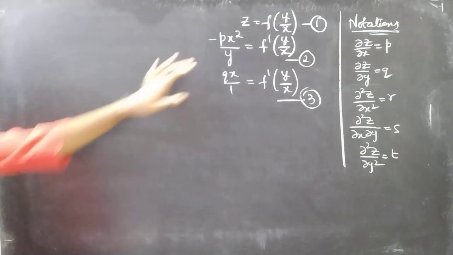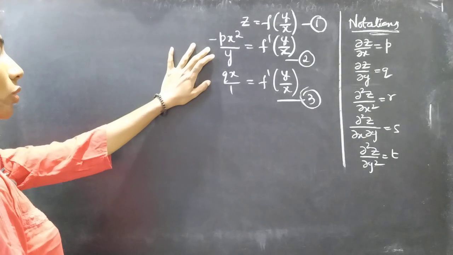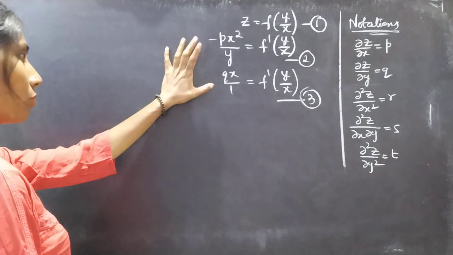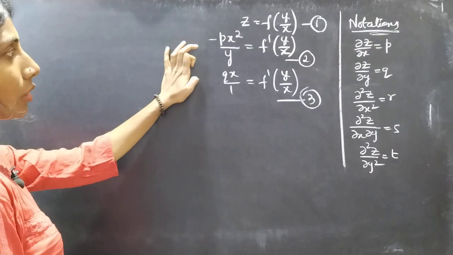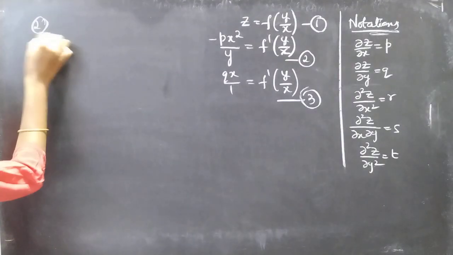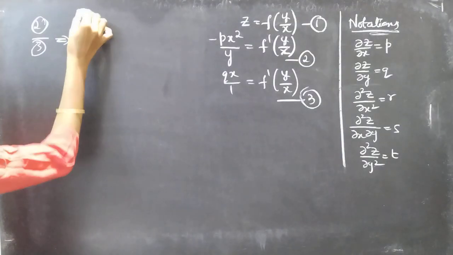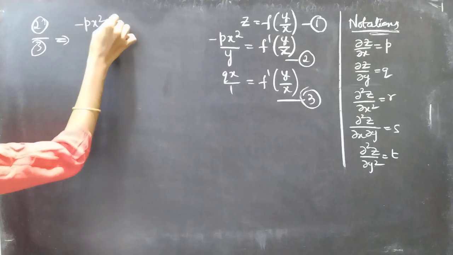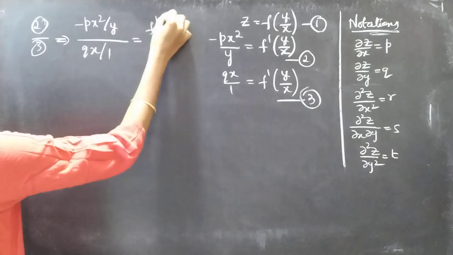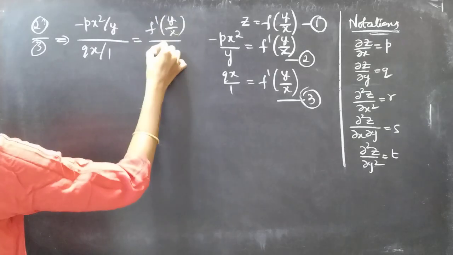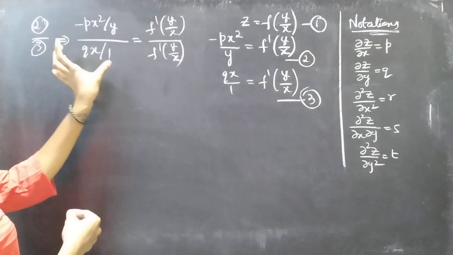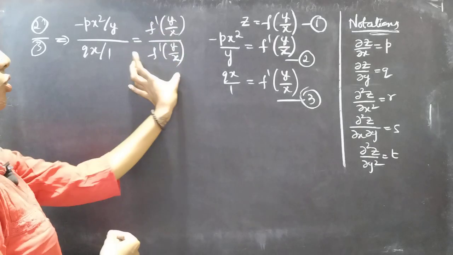Observe 2 and 3. In equation 2 you're having minus p x square by y equal to f dash of y by x, and in equation 3 you're having q x equal to f dash of y by x. Now we are going to eliminate f dash of y by x from equations 2 and 3 with the help of 2 by 3. Minus p x square by y divided by q x equal to f dash of y by x divided by f dash of y by x, that is LHS of 2 by LHS of 3, RHS of 2 by RHS of 3.